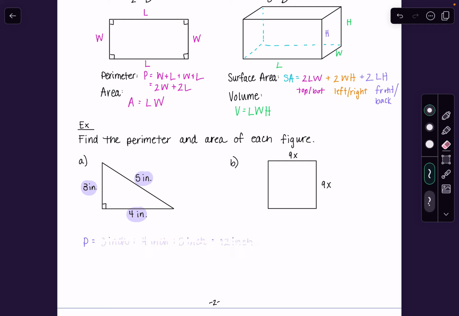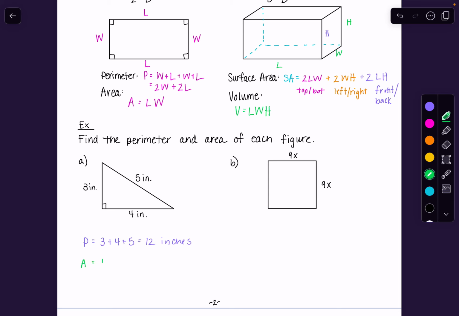Instead, what I could have done is just used those labels. So one side is 3, one side is 4, one side is 5. Adding those together gives us 12. And because I'm dealing with units, it's perimeter, it's 1D. My unit is inches, so I'll just add it at the end, okay? Now let's find the area.